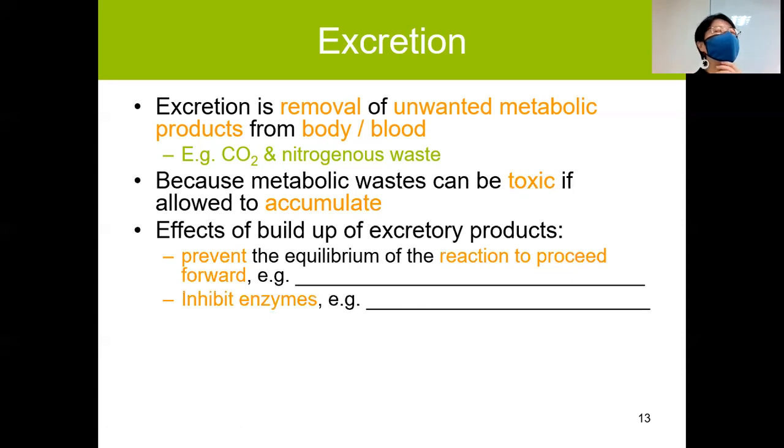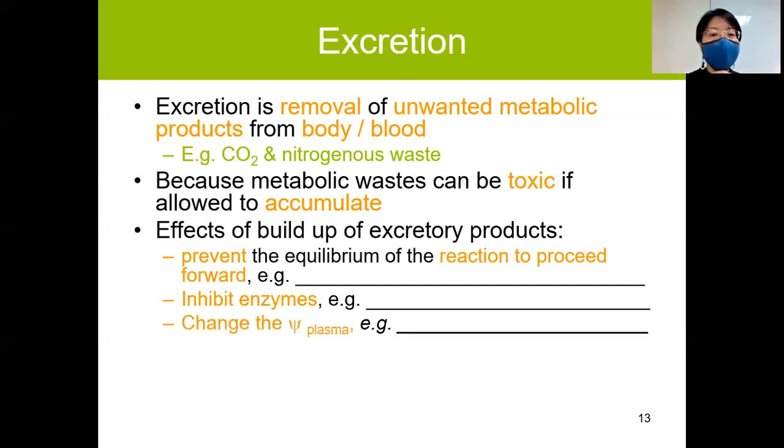Some of the products, you learned about negative feedback inhibition, remember? The last product of the series of reactions in a pathway will become an inhibitor for the first enzyme of the pathway. So this might inhibit the enzyme. An example is for you to find out yourself. You can find out and put it into your notes yourself, okay?